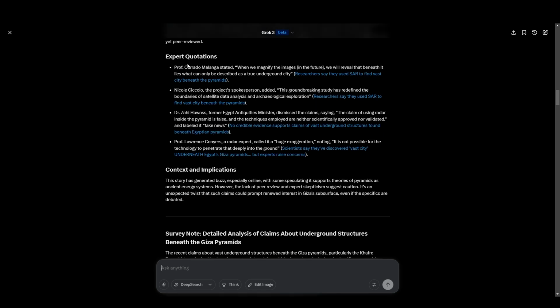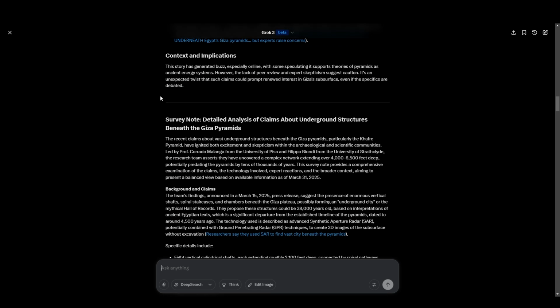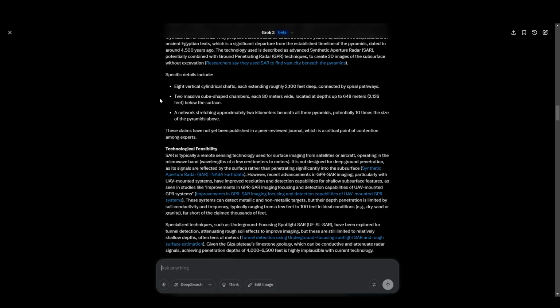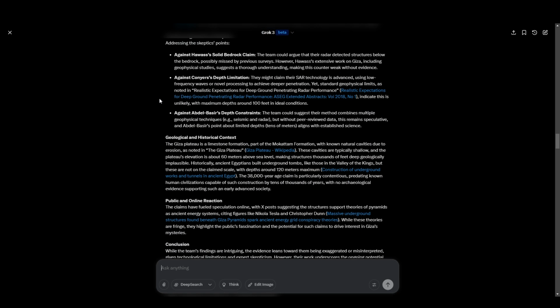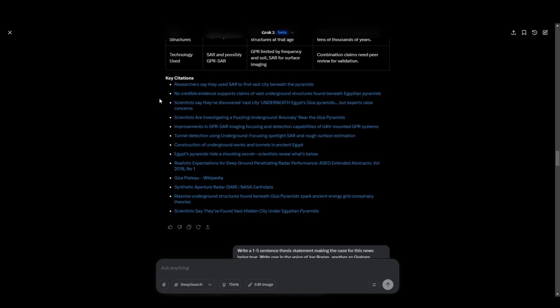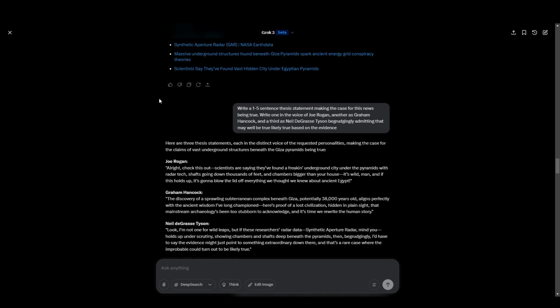It gave me the expert quotations, both from the scientists that are working on this project, so those that are making arguments in favor of this being true, and the experts who are making arguments against it being true. And then it gave me a whole bunch of other detailed information, which for the most part went a lot deeper than I needed it to, but it could certainly be useful if I was actually writing a paper on this.